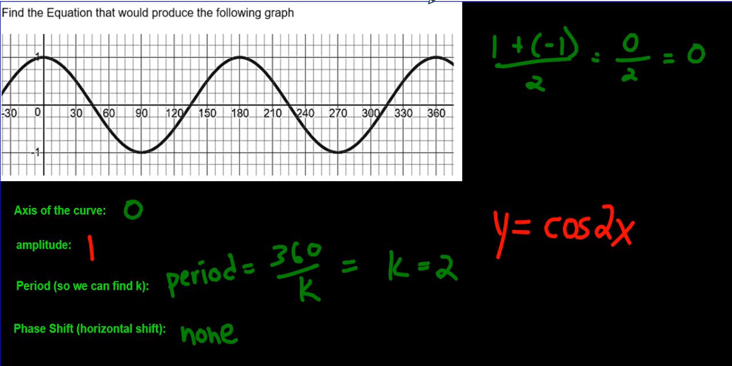If we were to graph this in Desmos, we would come up with this exact situation here. So it's basically a regular cosine curve, and the only difference is that the period is 180 instead of the usual 360. So the frequency of this period, it repeats itself twice as many times. It's twice what the regular cosine would be for the period.